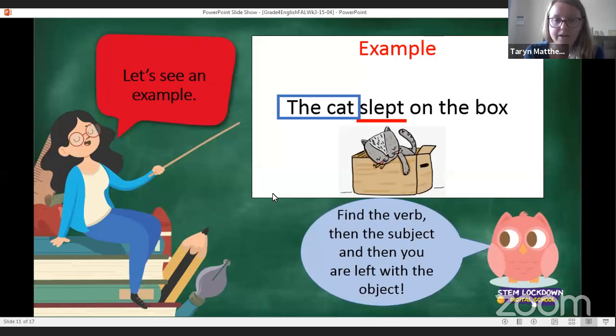And now what am I left with? Good job. So now I'm left with box. So the cat slept on the box. So you see now I'm using underlines, squares, and circles to help you identify each of those parts. Makes it easier to see here. Okay.